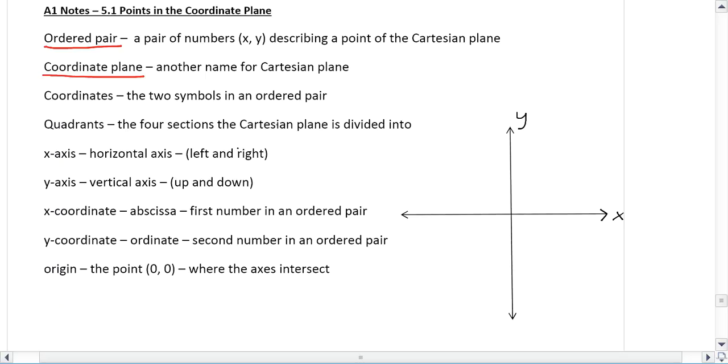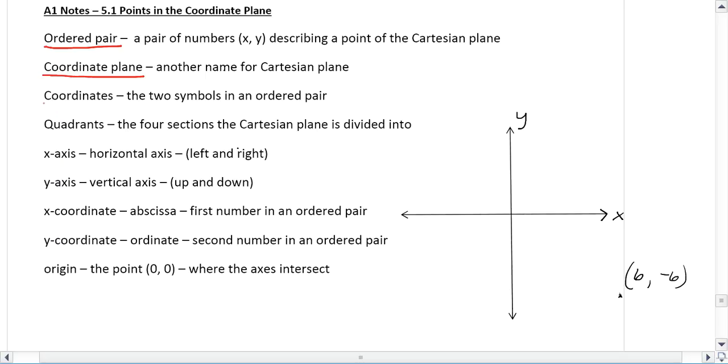We could just have the ordered pair right here. Maybe it's positive 6, negative 6. So that's an example of an ordered pair.